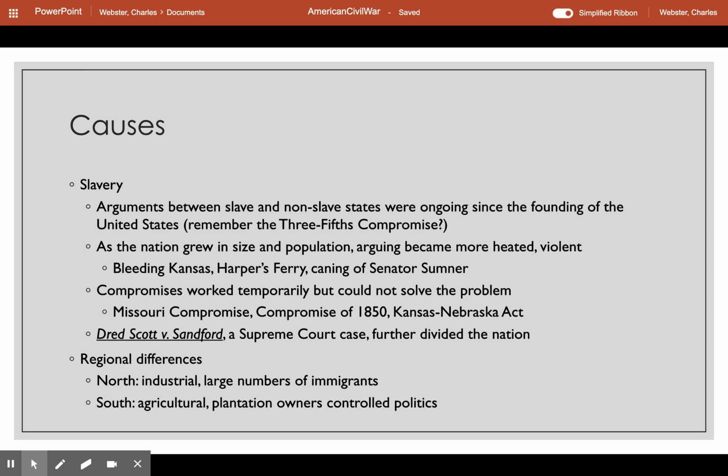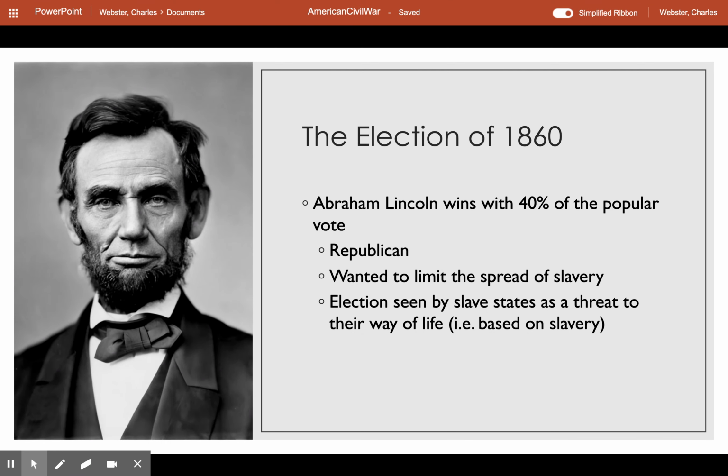So then came the election of 1860, and this was a turning point. In this election, we saw Abraham Lincoln win. He was the first Republican to be elected president. And the Republican Party at this time wasn't even 10 years old. They were a very new party, founded on the idea of ending the spread of slavery.